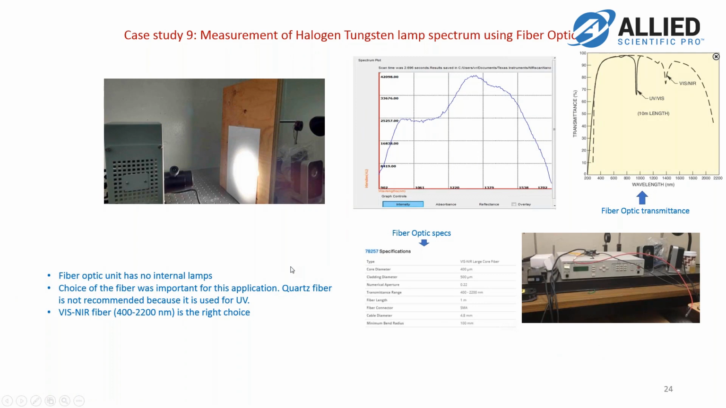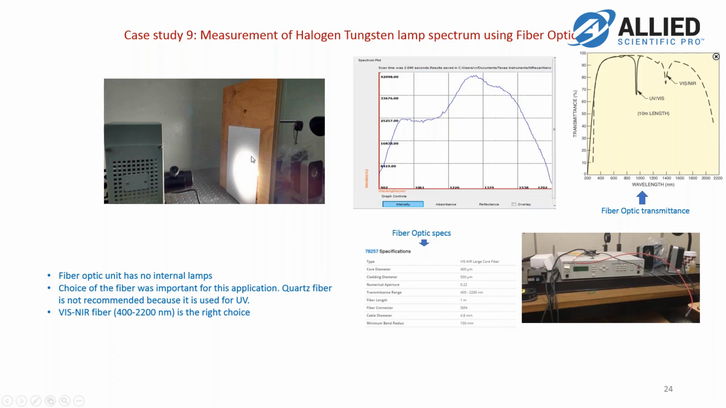Now let's move on to the fiber optic unit. So the difference between the fiber optic unit and other units is that this unit does not have an internal source. So it is useful if you are using an external source. And the first test that I did was to measure the spectrum of quartz halogen tungsten lamp by Newport.